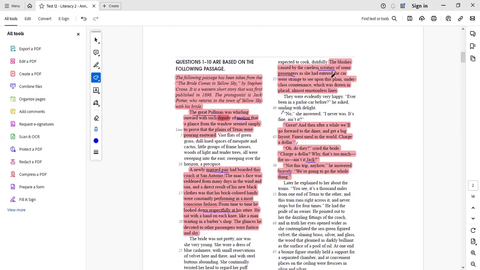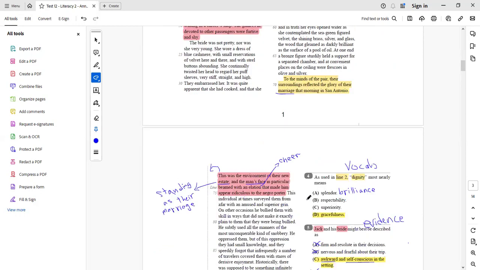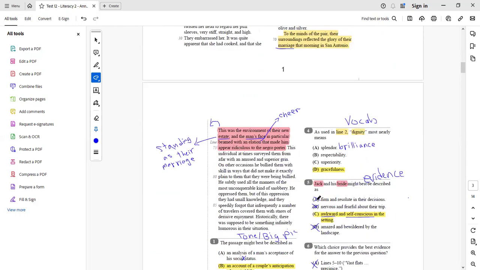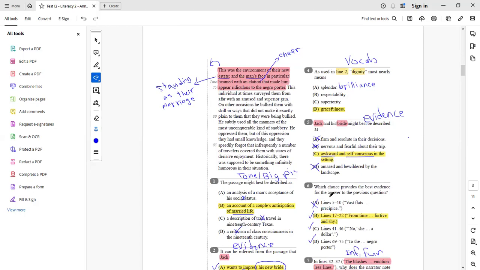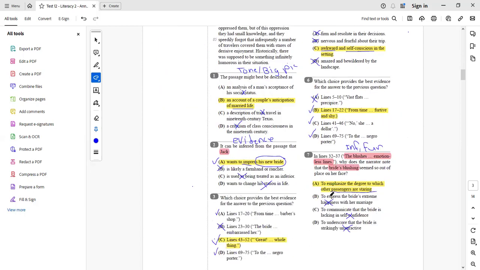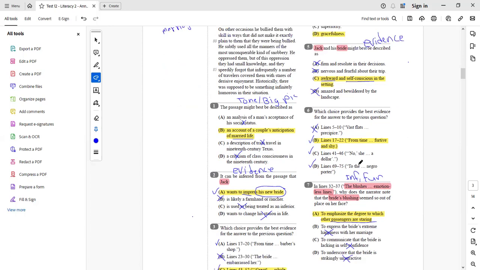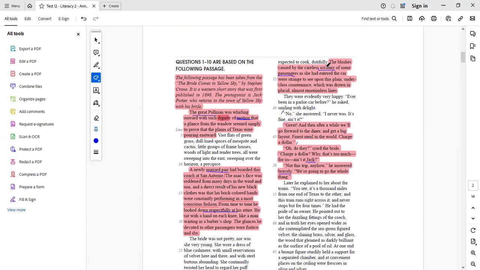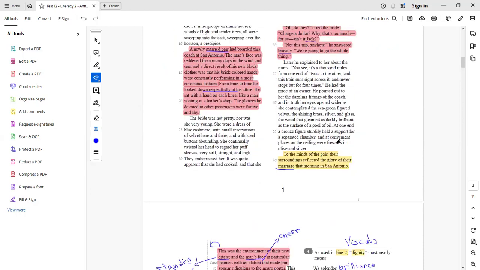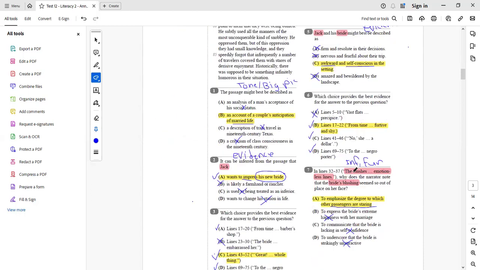As she had entered the car were strange to see upon this plain underclass countenance which was drawn in placid, almost emotionless lines. Okay. Note that we could take a line before it, but we already read it and knew that he is talking about the bride, and that she was older. So if we're going now to the question that was missed by Lema, he said to emphasize the degree to which other passengers are staring. Yes, there was a line where he said the scrutiny of some passengers, that they are staring at her. So this matches whatever is mentioned, because an inference function question mentions the line and words directly.